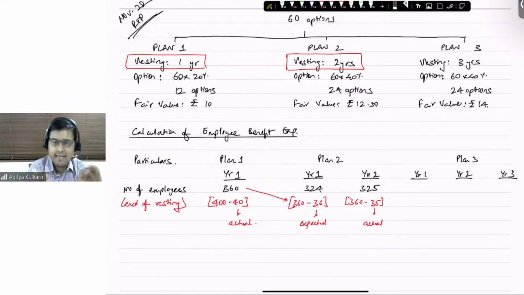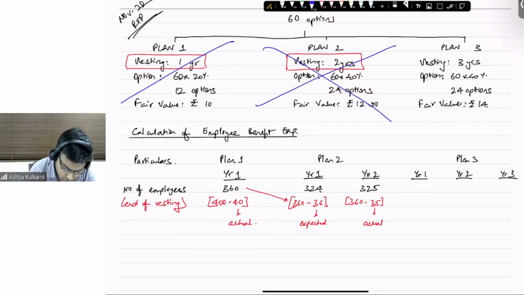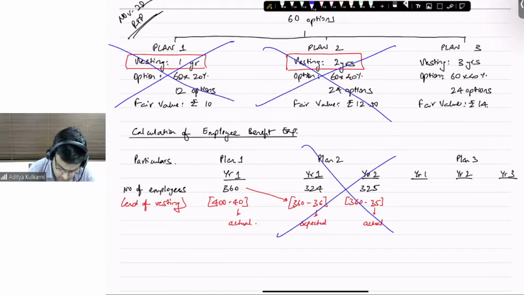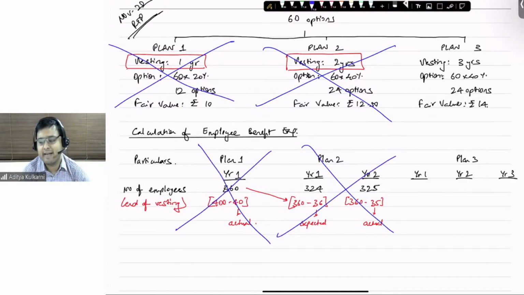Essentially, it is one option. It is 60 options. It is vesting as 12 options in year 1, 24 options in year 2, 24 options in year 3. Now, you guys will help me with plan 3. Plan 3 क्या है? सोचो. Don't look at plan 2. Don't look at plan 1. भूल जाओ इसको. Let us look at only plan 3. What is plan 3? Sir, plan 3 is 24 options with a fair value of 14 on the grant date, having a vesting period of 3 years.